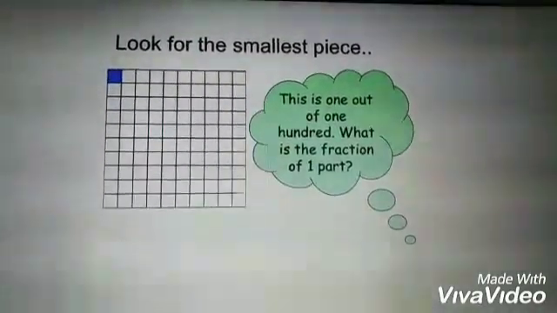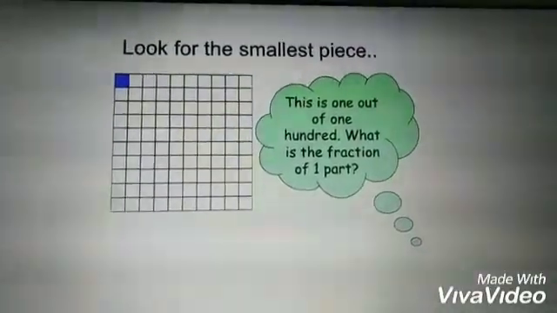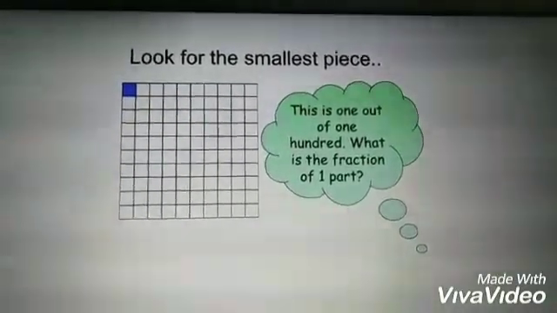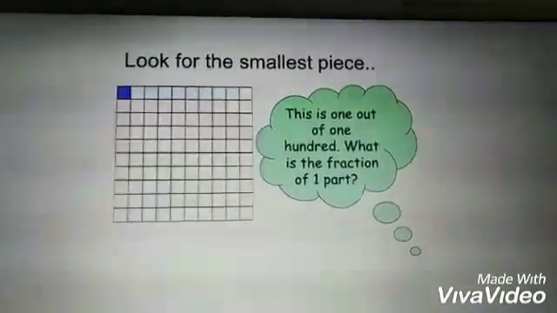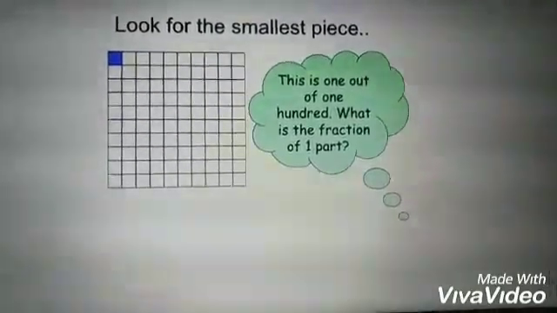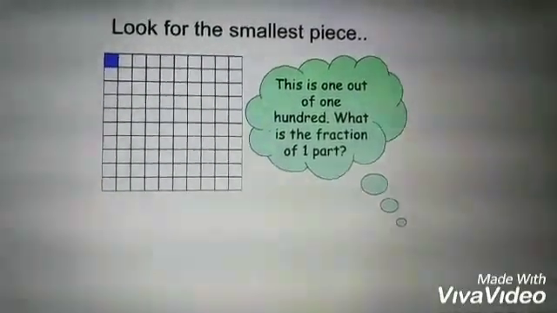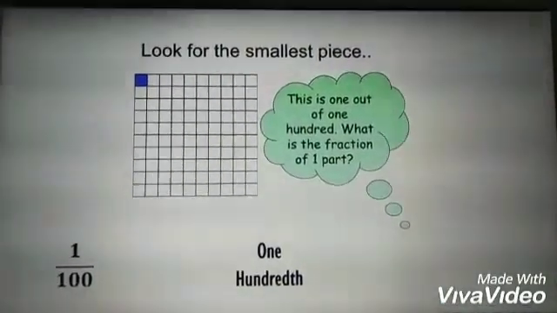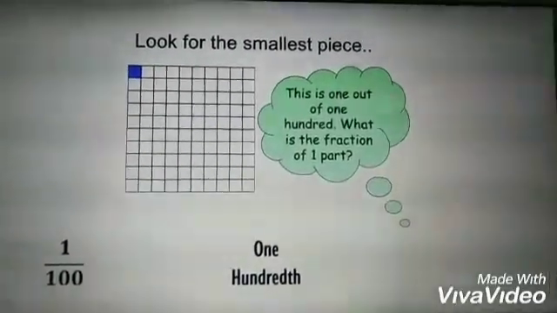Look at this picture and look for the smallest object. This square is divided into 100 equal parts, and this blue part is 1 out of 100. So, what is the fraction of this part? The fraction of this part is 1 out of 100, which is 100ths. We can read this fraction as 100th. How can we write this fraction using decimals?